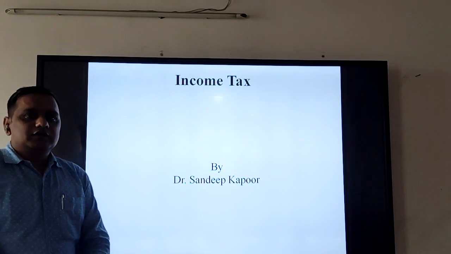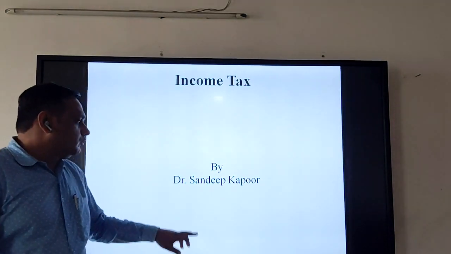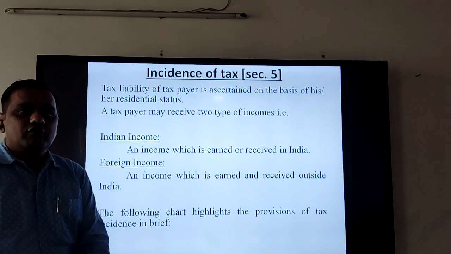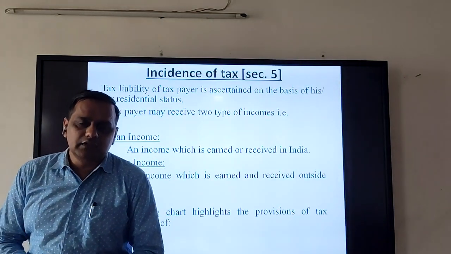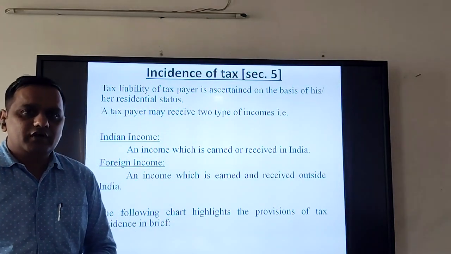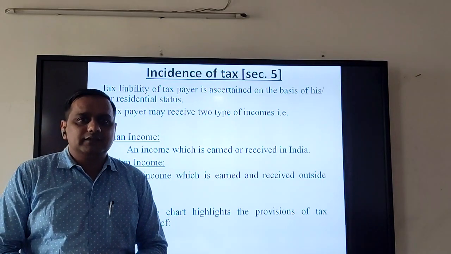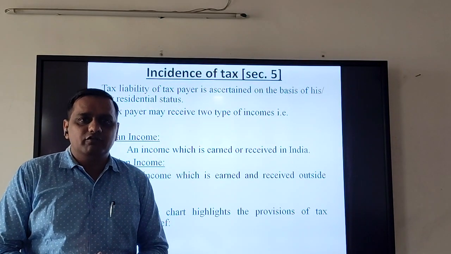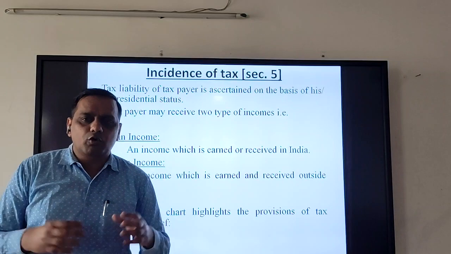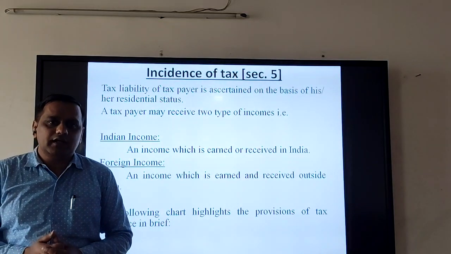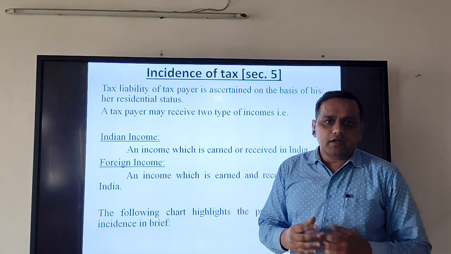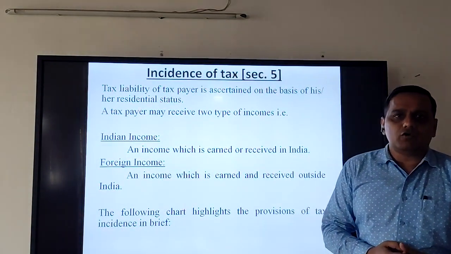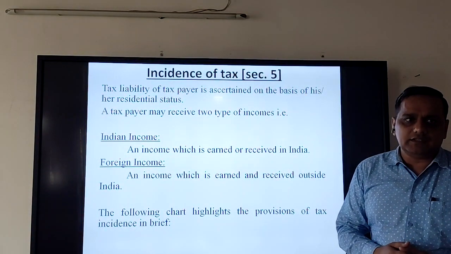Today we are having a class of income tax. Today's topic is incidence of tax. Incidence of tax means the burden of tax. In the last class we studied how to ascertain the residential status of an individual or a company, or broadly, how to ascertain the residential status of a person. Because the burden of tax on a person depends upon his or her residential status.